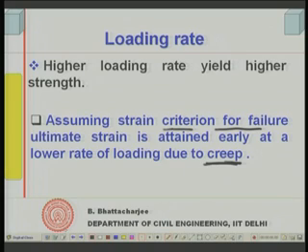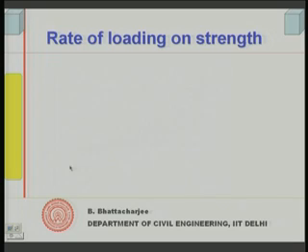So, when you have a higher rate of loading, you find the apparent strength is higher, whereas at a smaller rate of loading the apparent strength is lower. This is because, as I mentioned, the strain criterion for failure, the tensile strain criterion, can be thought to be about 100 to 200 microstrain. This being constant, under a slow rate of loading the strain will be reached at a lower load, and therefore it will fail early. The ultimate strain will be reached at a lower load. So, this is what has been observed, and let us see how the variation has been observed.